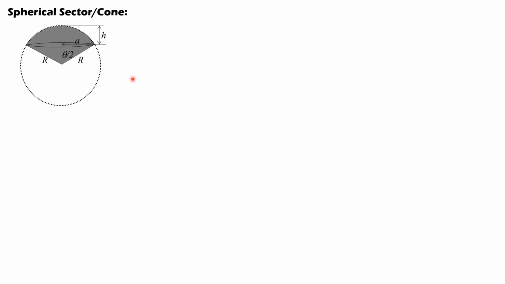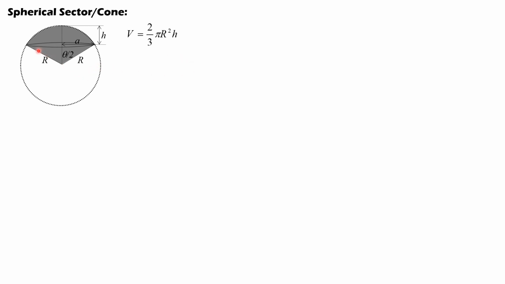So the volume is 2/3 pi r squared h, which I'm going to derive also. a is the radius of the small circle, by the way. Replacing h by r times the quantity 1 minus cosine theta over 2, the volume becomes 2/3 pi r cubed times the quantity 1 minus cosine theta over 2.